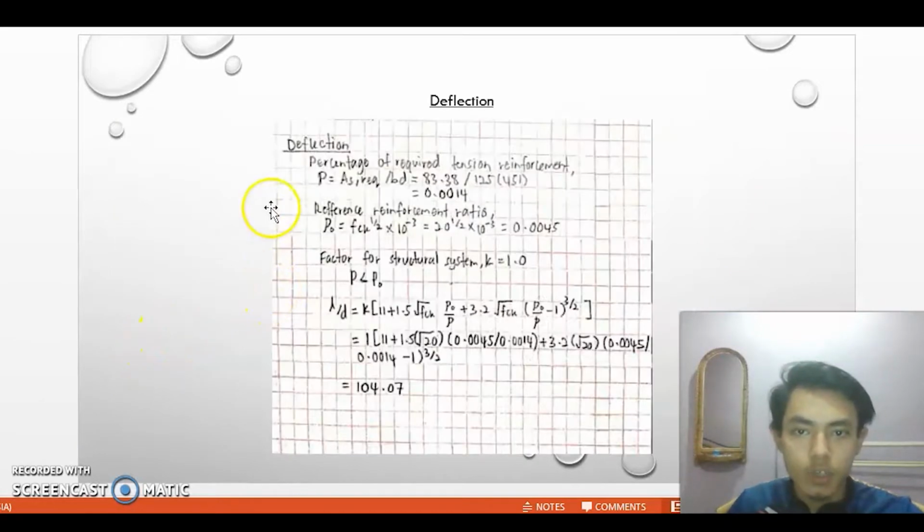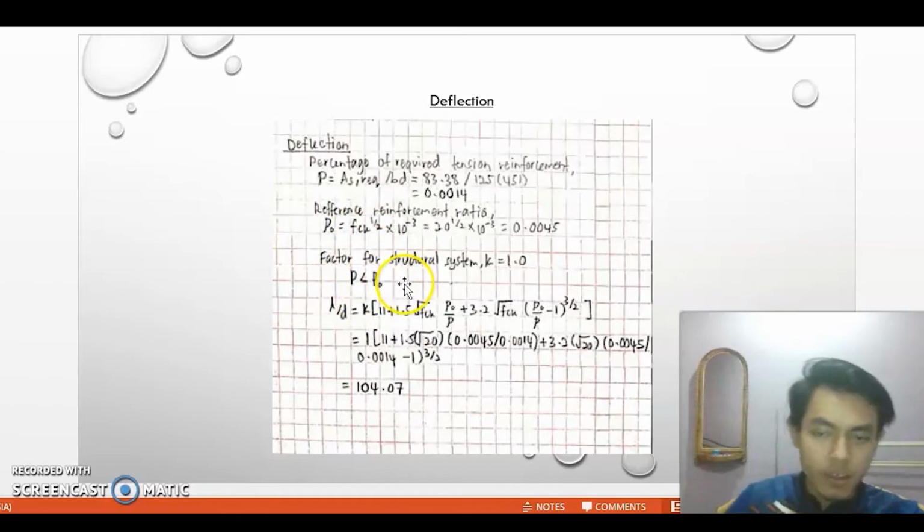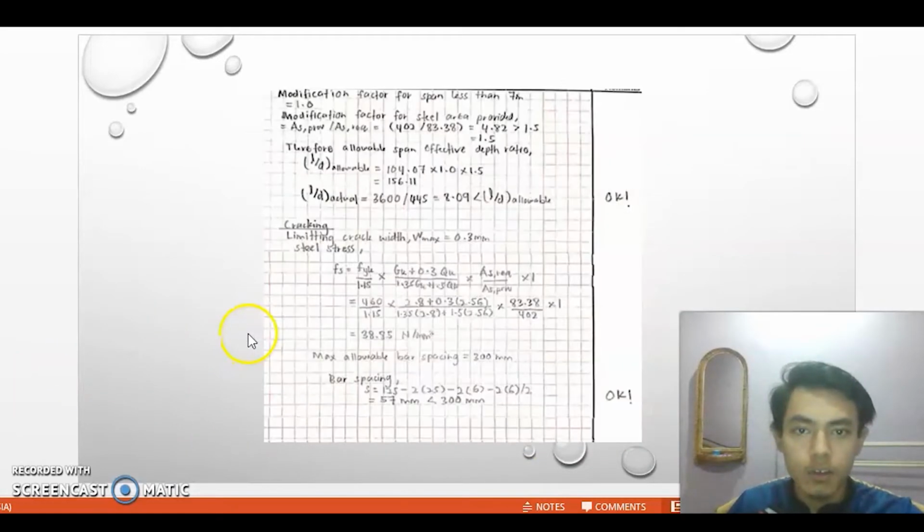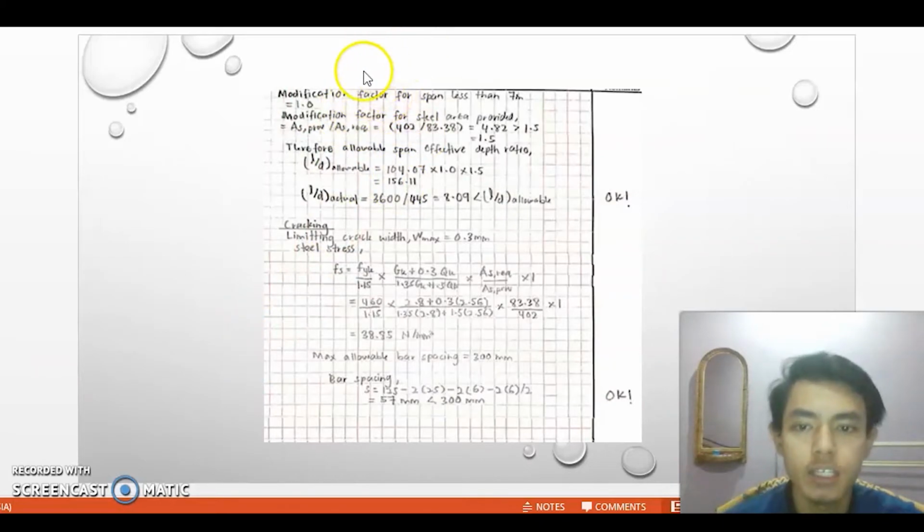H6125. Okay, next, for deflection, for the percentage of required tension reinforcement, which is rho, we get 0.0014, and for the reference reinforcement ratio, we get 0.0045. So that rho value is less than rho naught. So for the structural system factor, we use 1.0. Okay, this is the calculation, we get 104.07.